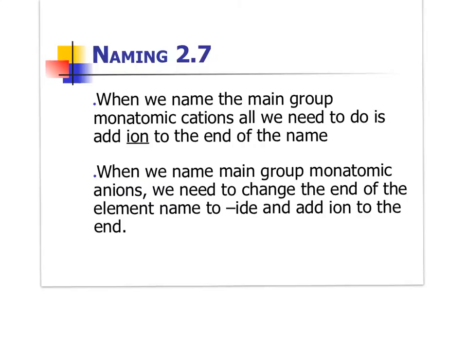When we name a monoatomic cation, all we have to do is really add ion to the end of the name. That's it. That's all we have to do. So when you look at the sodium that has a positive 1 charge, it is just called the sodium ion. If you have calcium that has lost 2 electrons, it is the calcium ion. Even if calcium lost 1 electron, it is still just a calcium ion. But you might want to indicate that it has lost just 1 electron, although that doesn't happen very often.